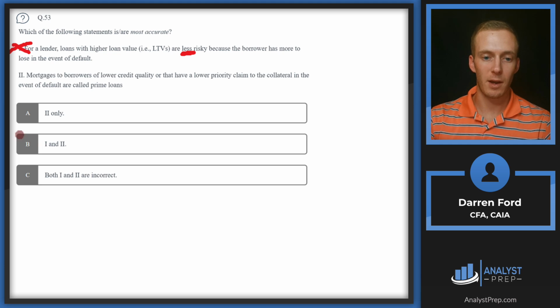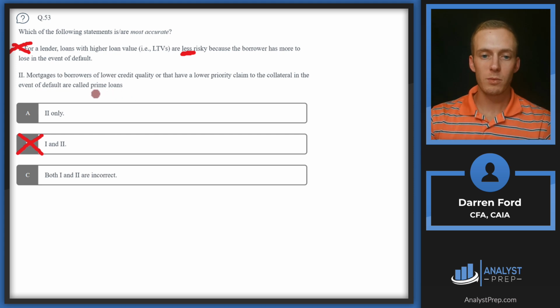And then coming down here to our answers, we can cross off anything that's saying one is correct. So we can cross off B. So now we need to determine statement two. Mortgages to borrowers of lower credit quality or that have a lower priority claim to the collateral in the event of default are called prime loans.